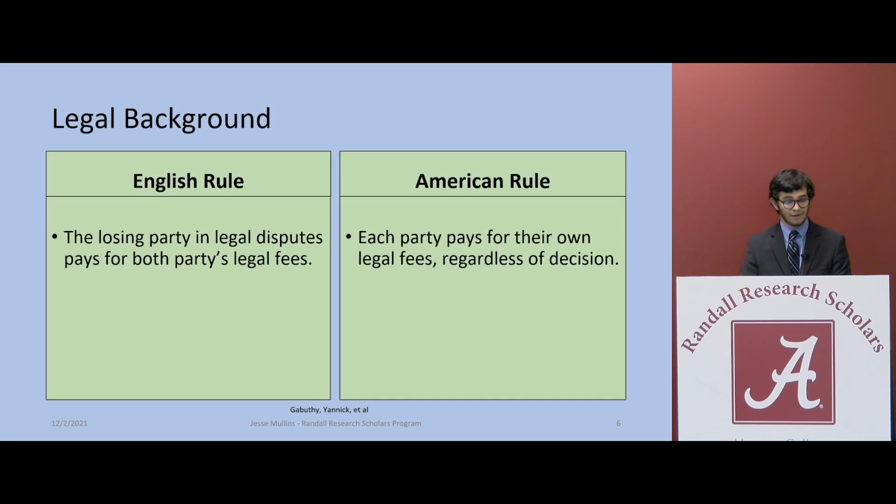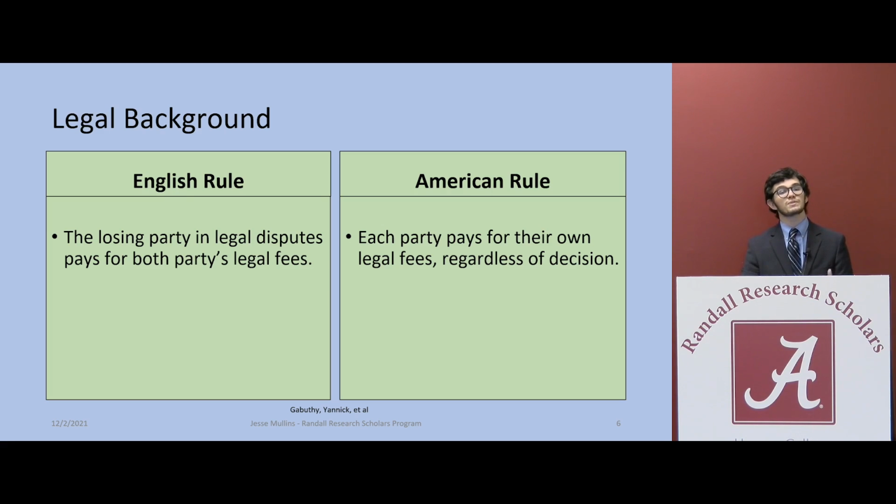Now on to our legal background. Primarily the difference between English and American rule. In an English rule system, the losing party pays both parties' legal fees. Meanwhile, in the American rule system, each party pays their own, regardless of winning or losing.